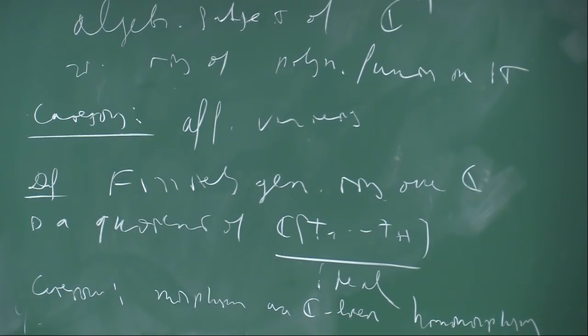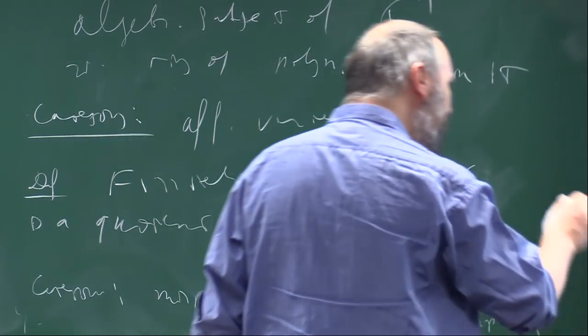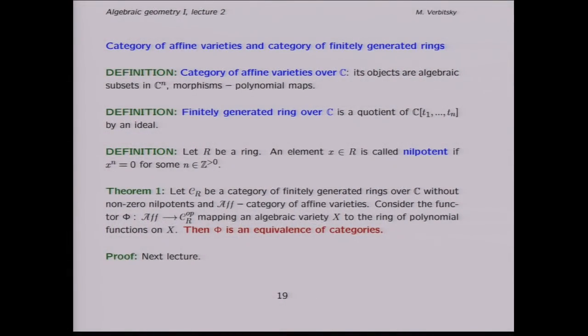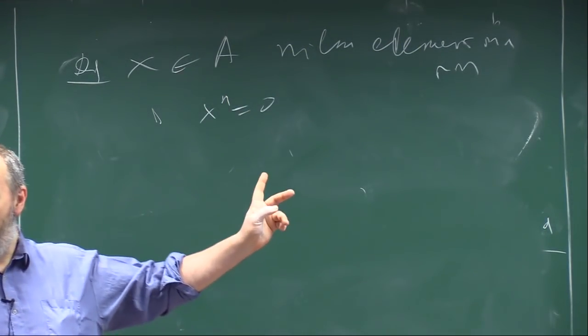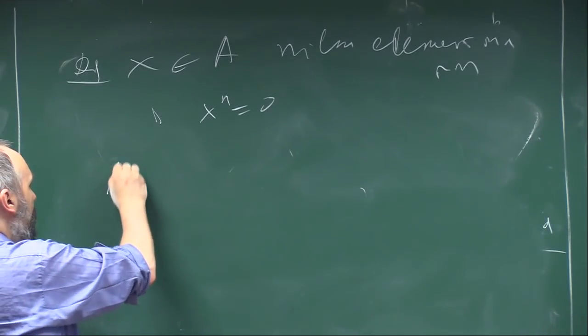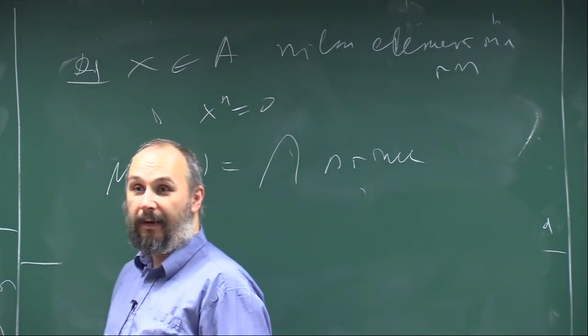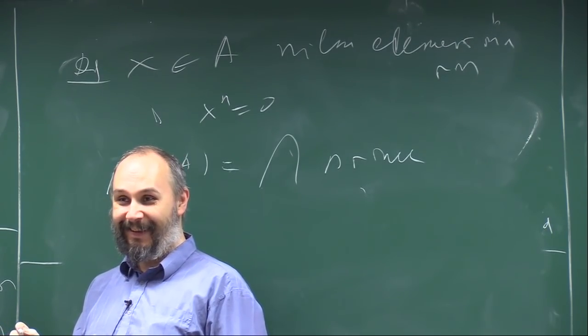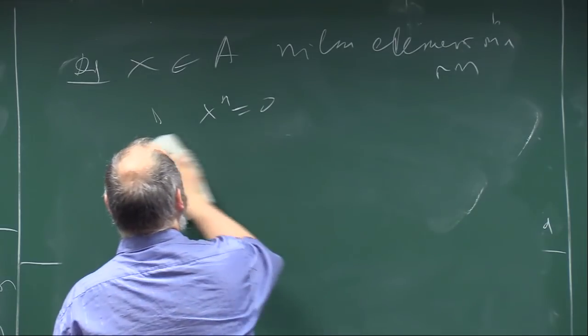Okay, I want this ring to have no nilpotents. So, definition: x inside A is a nilpotent element in a ring if x^n is equal to 0. Have you heard about nilpotent elements? Do you know that they form an ideal called the nilradical? And do you know that it's the intersection of all prime ideals? Everybody knows? And do you know the proof? Who knows the proof? Okay, we shall discuss the proof. Well, today I don't need it. I just want the definition.